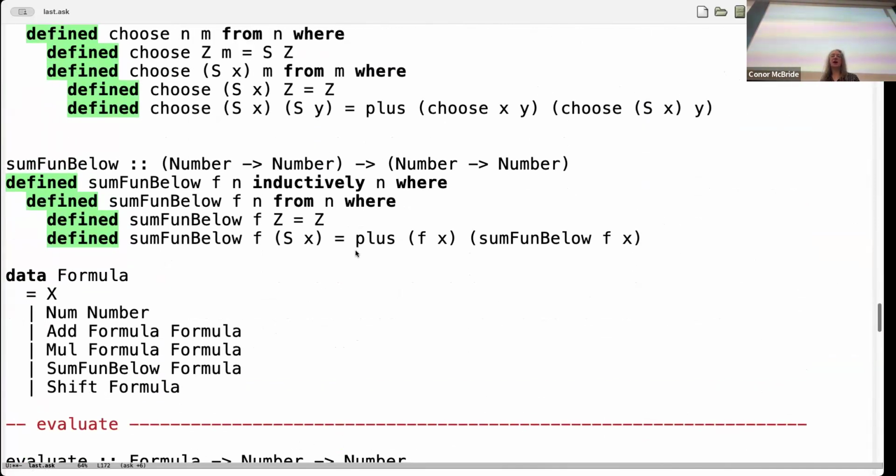And then there's this sum fun below thing, which is a higher order function. It takes a function, this function f, as an input, and it applies f to all the numbers below n. It feeds all of those numbers to f, and whatever comes out, it adds up. So in that sense, it's an awful lot like integration.